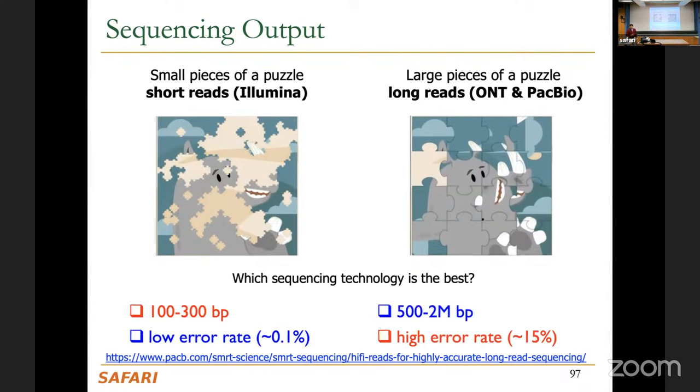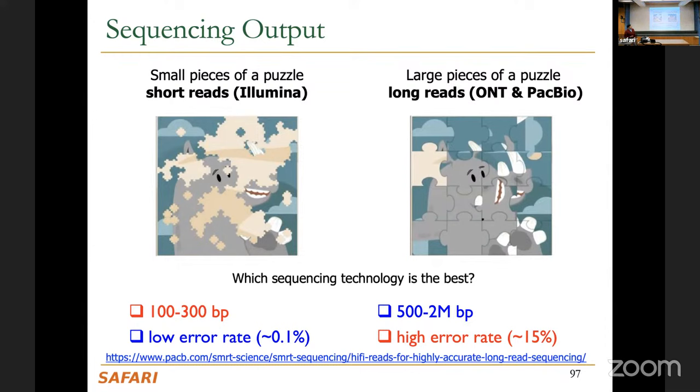But the disadvantage of the technologies that produce long reads is that they usually have a high error rate. This is right now in the 5% range, not 15%. And the technologies that produce short reads have a very low error rate.